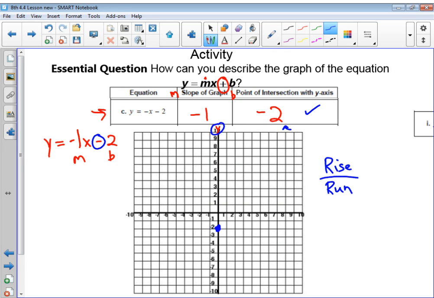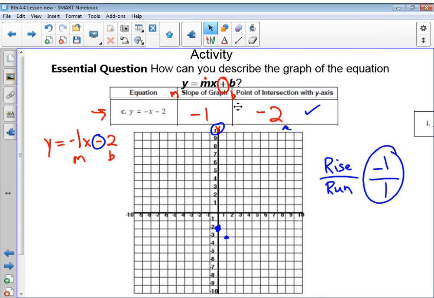So we have to remember when we're working with a whole number in our slope part of the equation, that we're going to write whatever the slope was, which was negative 1, and we're always going to write it, no matter what the number is, over 1. So now this is my slope that I'll count out. I'm going to go down 1 and to the right 1. Now I'll go ahead and draw my line.